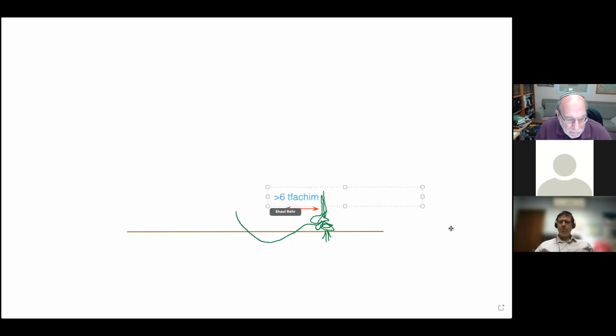Okay, so this distance is more than 6 tefachim, so we're not concerned about how close your vegetables are to the vine itself. And he wants to plant his vegetables, let's say, in the spot over here. He wants to plant over there, more than 6 tefachim away from either end of the vines. Okay, so he's keeping fine over there.